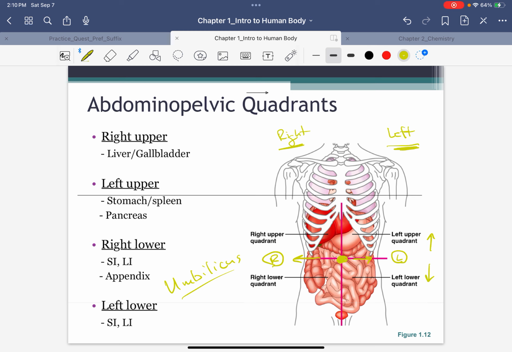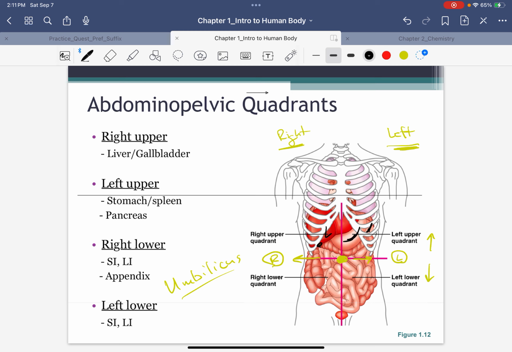Let's first start with the upper left quadrant. Actually, we'll do upper right. Upper right has the liver, and then the gallbladder is right below it. So upper right, liver, gallbladder. This can be helpful just so we know where it is. But also, what if someone has pain in the upper right quadrant? Well, then we can be pretty assured that it's something that has to do with the liver. Whereas if it's the upper left quadrant, this is where we see the stomach. Then the spleen is over here on the side. So upper left quadrant, stomach, and spleen.